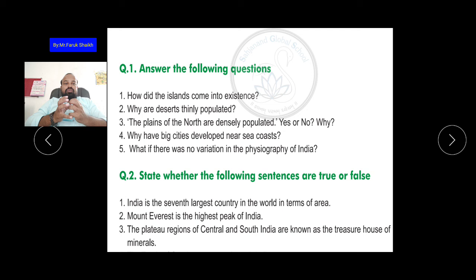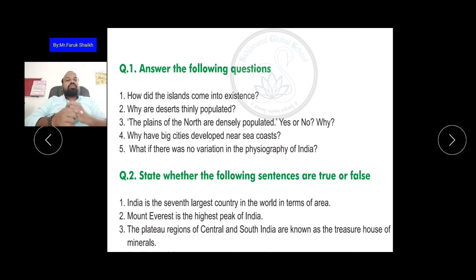So that is why, if there was no variation in the physiography of India, maybe we could not get different types of crops. If there was no variation, maybe we would have to import our necessary things from other countries.